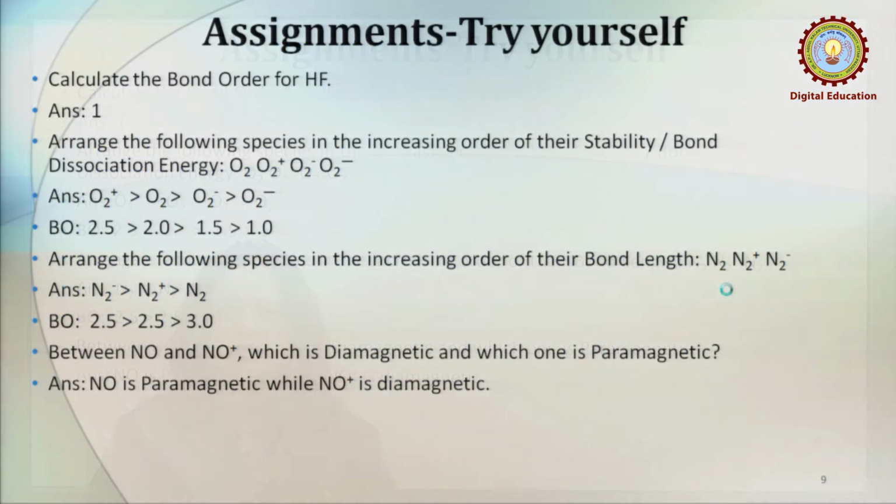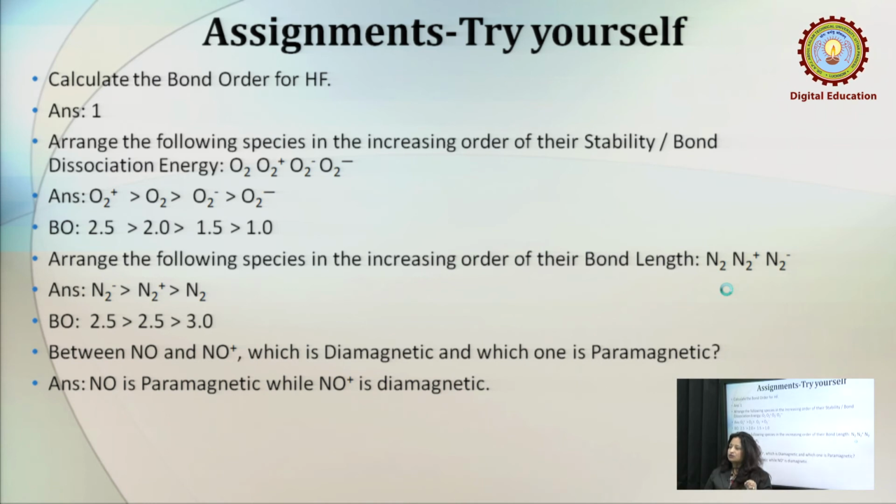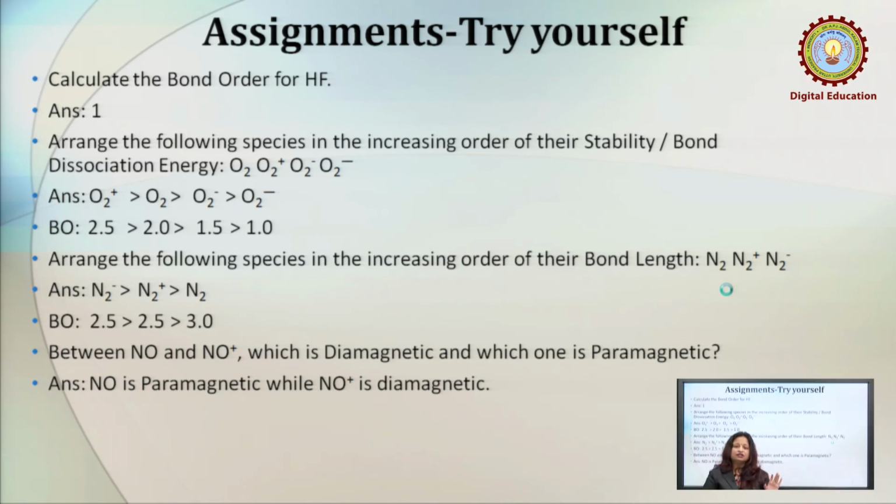So, today let us come to some questions. If we ask you to calculate the bond order of HF, always remember that you have to consider only the bonding and anti-bonding molecular orbitals and never the non-bonding molecular orbitals that you usually consider. So, the bond order in case of HF molecule is 1 only, that we have written here.